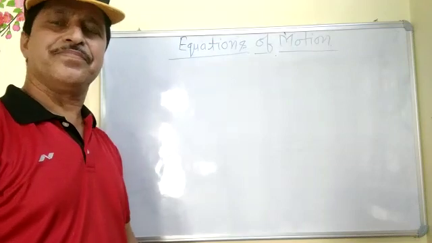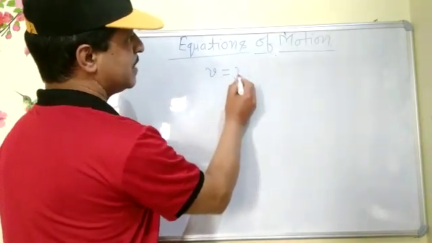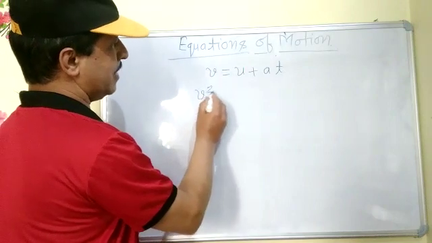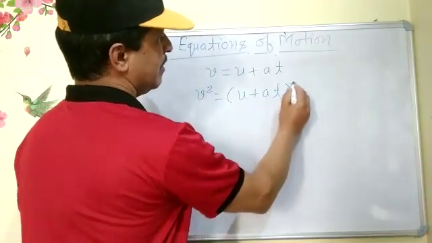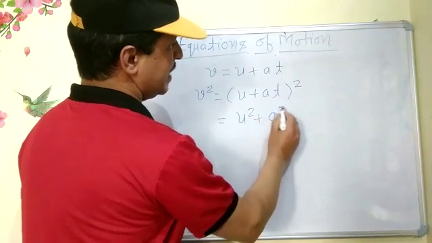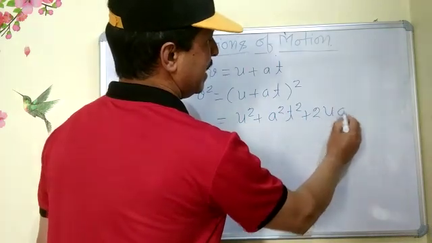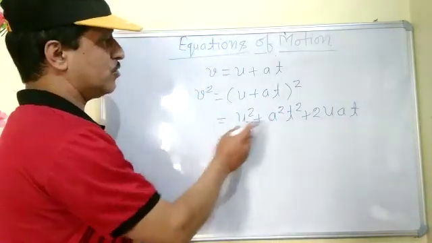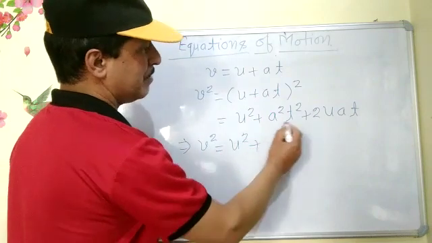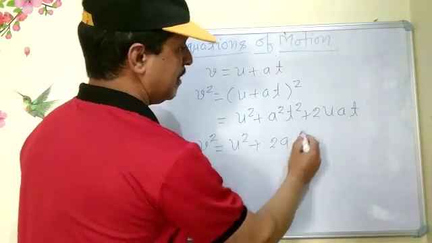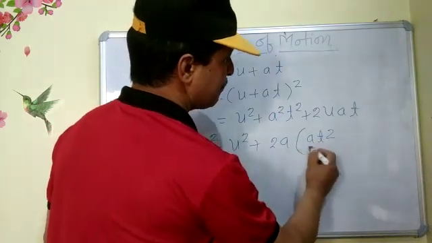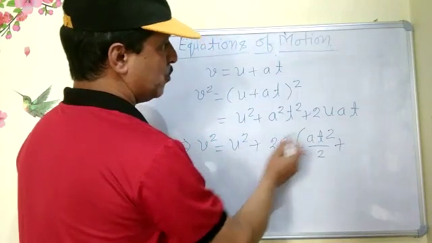To obtain the third equation, we will start from the first equation, v equal to u plus at. Now square it on both sides, we will get v square equal to u plus at whole square. On expanding it, we get v square equal to u square plus a square t square plus 2u at, using a plus b whole square equal to a square plus b square plus 2ab. This gives us v square equal to u square plus, from these two terms we will take 2a out, and inside I will get a square t square when divided by 2a, it will be at square upon 2, plus when this term is divided by 2a we get ut.